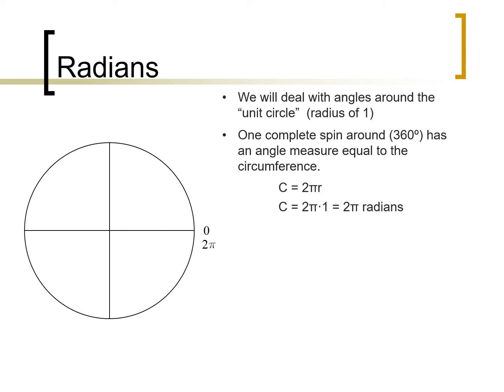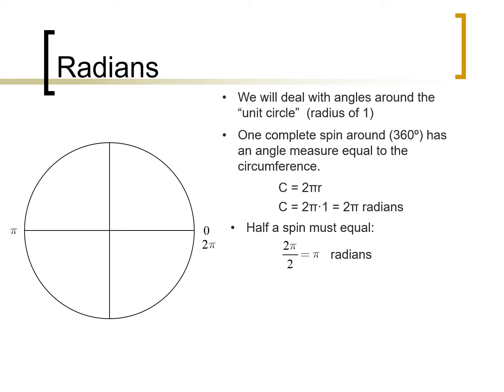Now, if all the way around would be 2 pi radians, half the way around that circle would be half of 2 pi. Divide 2 pi by 2, and you're going to get pi radians. Haven't spun it at all? That's 0. Spin halfway around the circle, we call that pi radians. Spin all the way around the circle, we call that 2 pi radians.